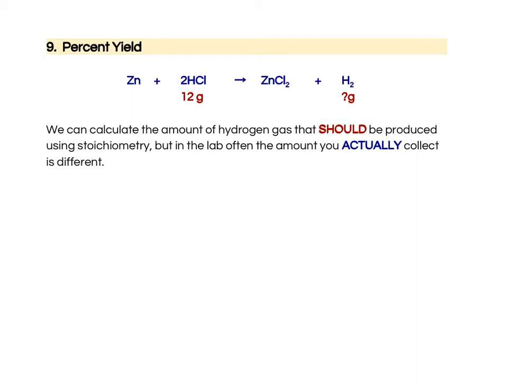So for example, in this reaction here, I have some zinc reacting with some hydrochloric acid to produce zinc chloride and hydrogen gas, right? And so in this question, I would say, well, let's say I have 12 grams of HCl. On paper, I should be able to calculate how much hydrogen gas should be produced.